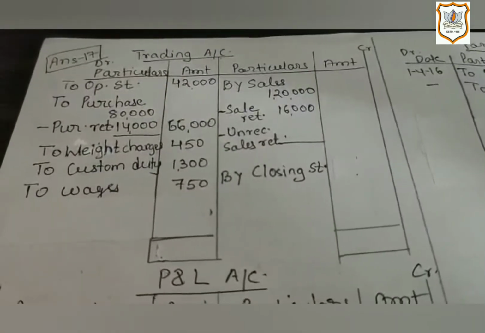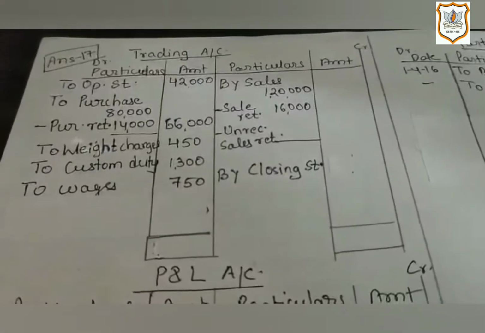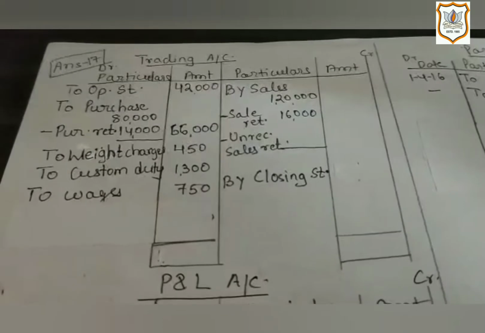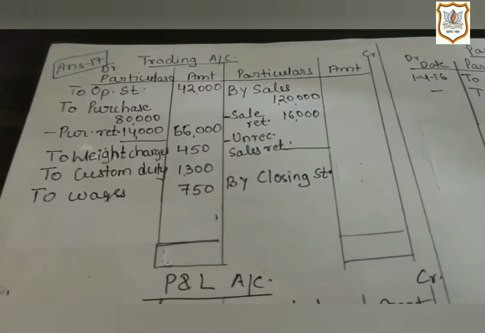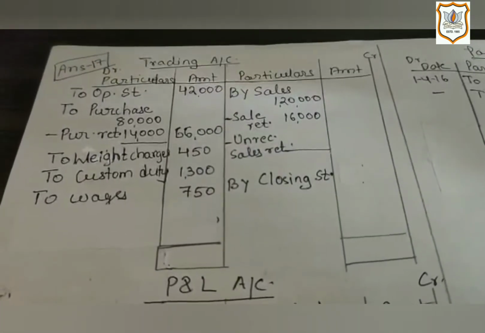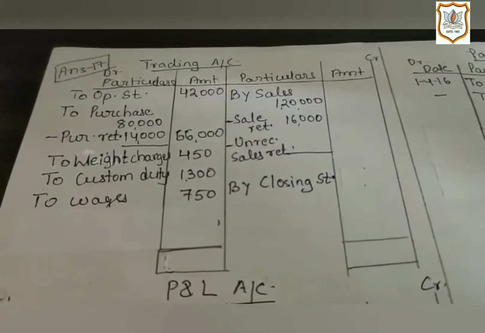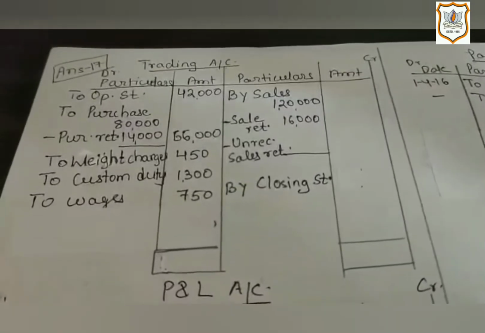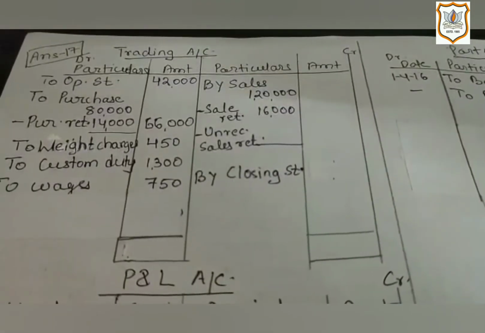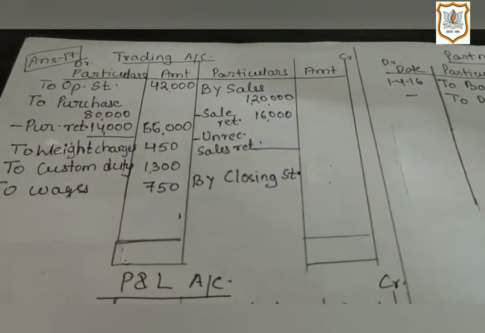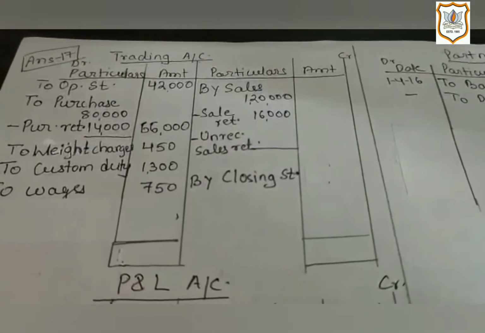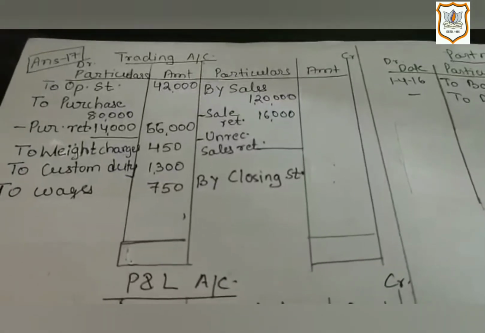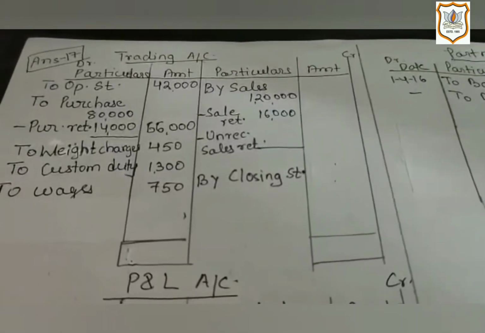Here you can see custom duty is paid, which is rupees 1300. Here custom duty means when goods are imported from abroad, custom duty has to be paid. Since this is related to purchase of goods for resale purposes, this expense is shown in the debit side of trading account. On credit side of trading account, I have posted sales from trial balance. I have written it in inner column because it has an adjustment. Then closing stock will appear.